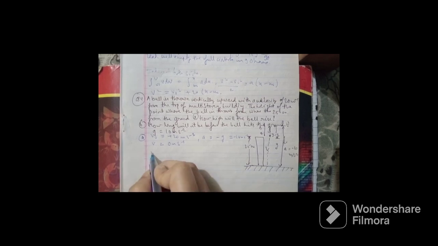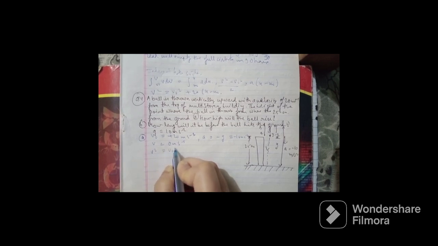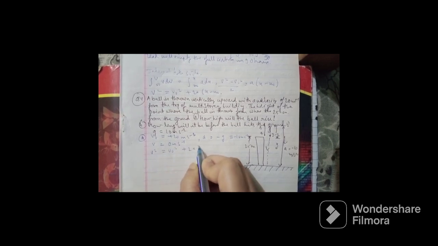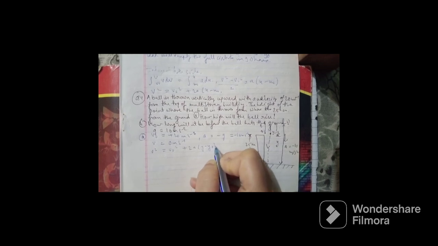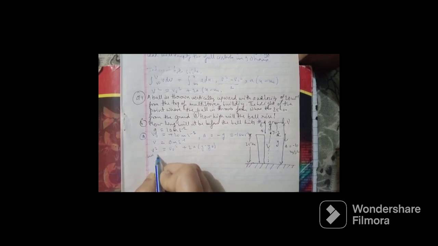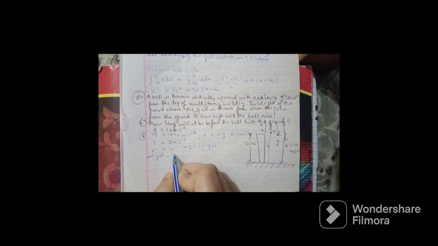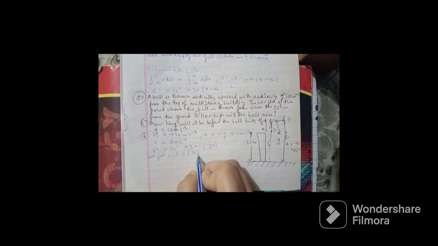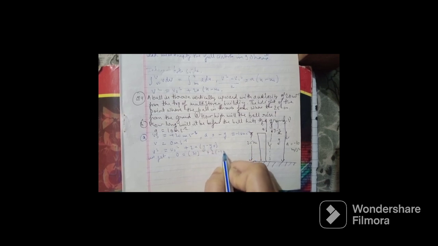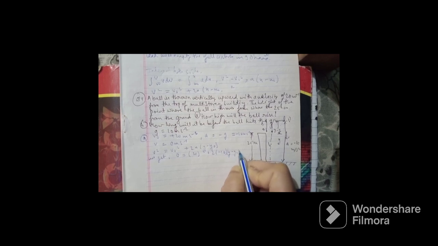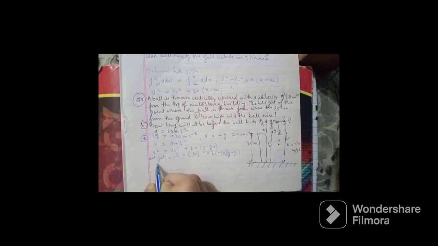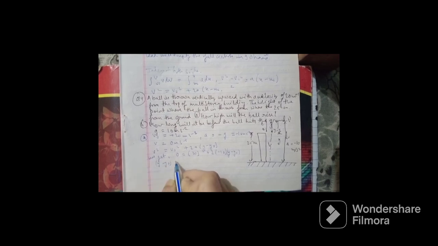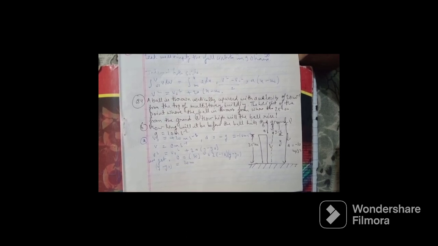If the ball rises to a height y from the point of launch, then using the equation v² equals v naught² plus 2a(y − y naught), we get 0 equals 20² plus 2(−10)(y − y naught). Solving, we get y − y naught equals 20 meters.